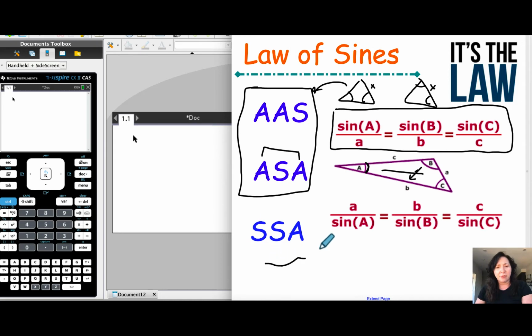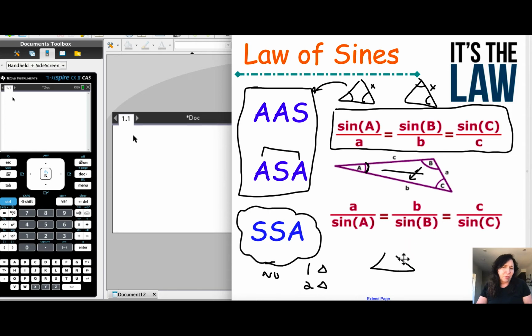There is this case right here, which is side-side-angle, and we use that to solve also with the law of sines, but this is what we call the ambiguous case. It's a little bit tricky because sometimes you could have one triangle, you could have two triangles, or you could have no triangle, which would look like something like this where the sides wouldn't connect. But we're going to do a couple of those examples.